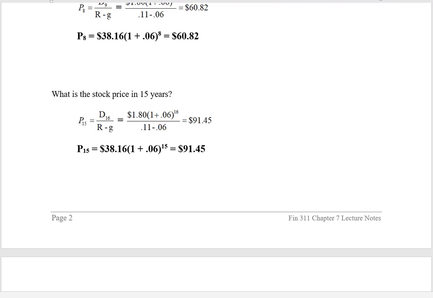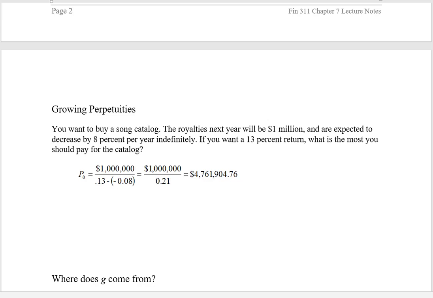We can use this model to value other assets. Let's look at this example here. I want to buy a song catalog. The royalties next year will be $1 million. And they are expected to decrease by 8% per year indefinitely. I want a 13% return on this investment. What is the most you should pay for the catalog?